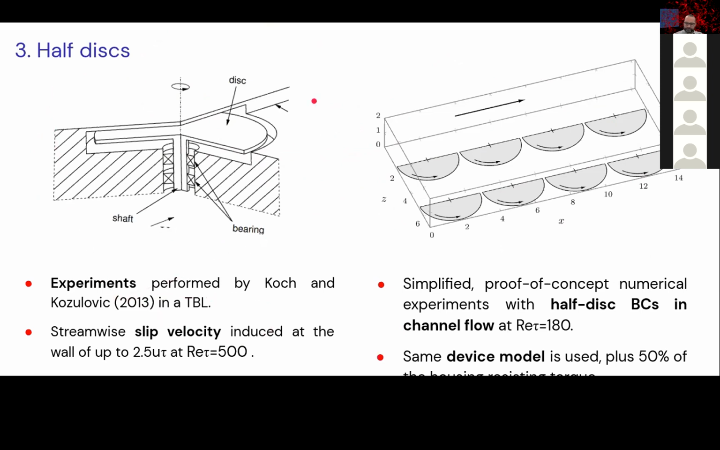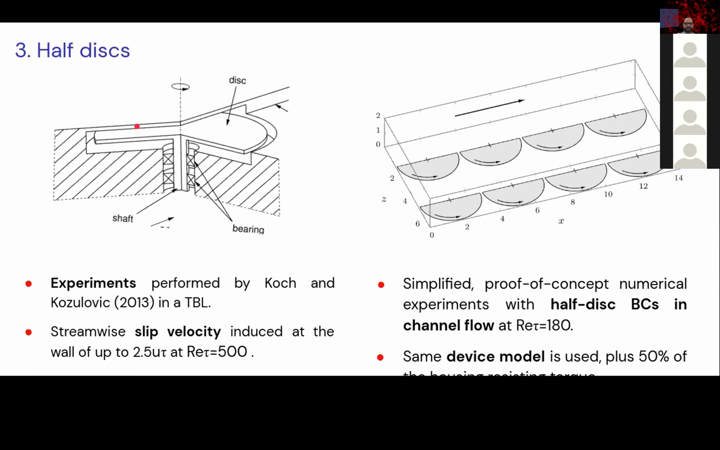in 2013 in the turbulent boundary layer, showing a streamwise slip velocity of up to 2.5 friction velocities, at Re_tau 500, and a drag reduction of up to 70% on the disk. Here we will consider a simplified proof of concept numerical experiment in the channel at Re_tau 180, using the same device model as before, where the housing torque produced here is augmented by 50%, ideally.